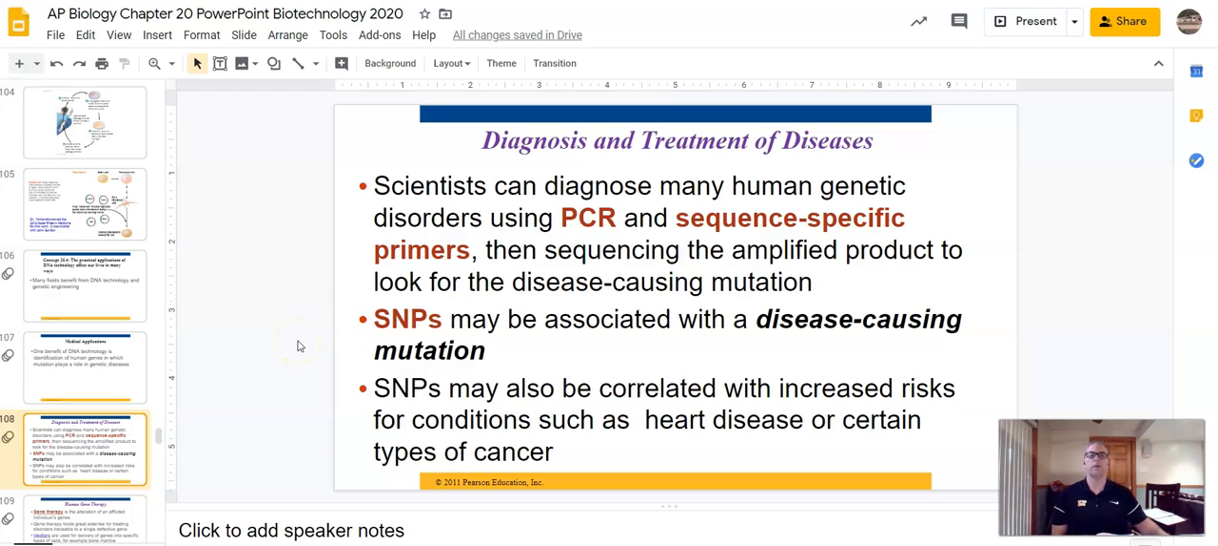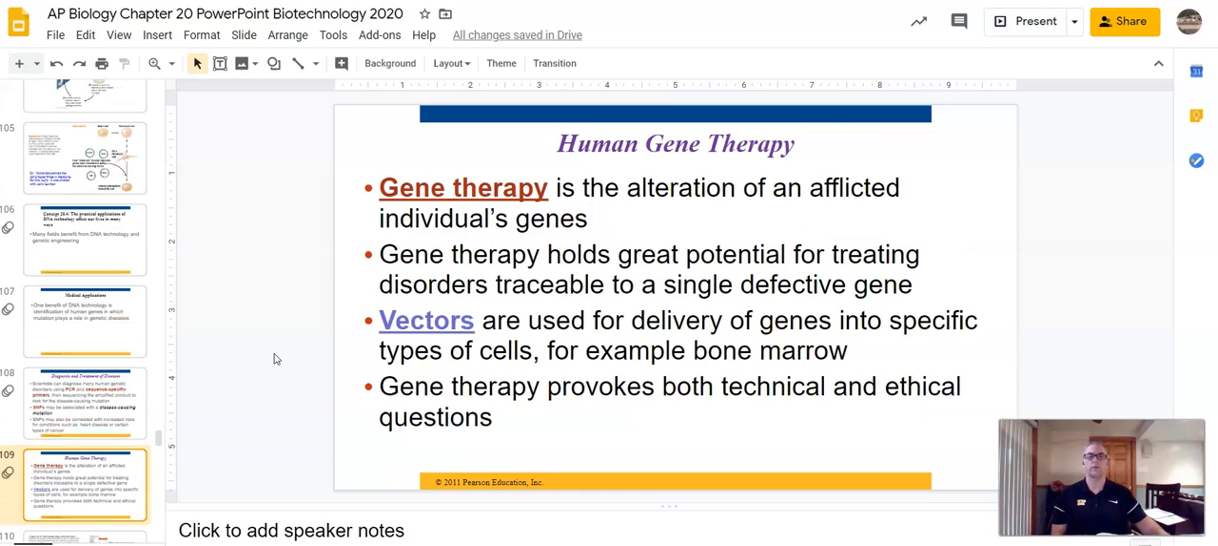We could also be taking a look at disease-causing mutations by looking for certain single nucleotide polymorphisms that have been identified with that. That would give us diagnostic capability of being able to determine if somebody is prone to heart disease or various other types of risk factors.